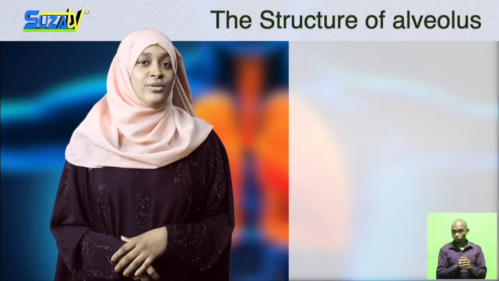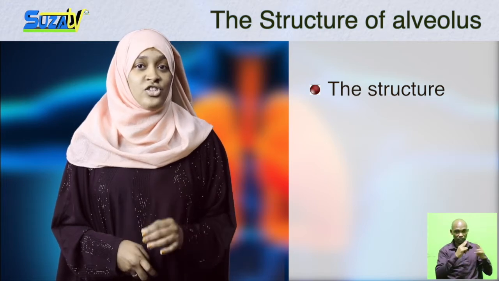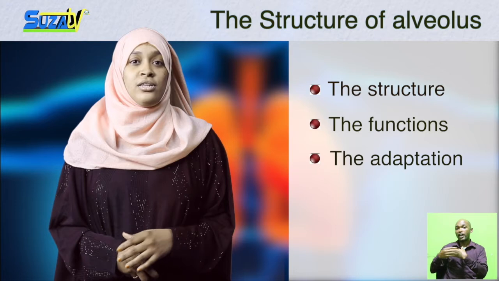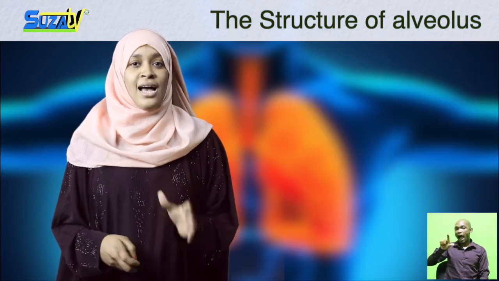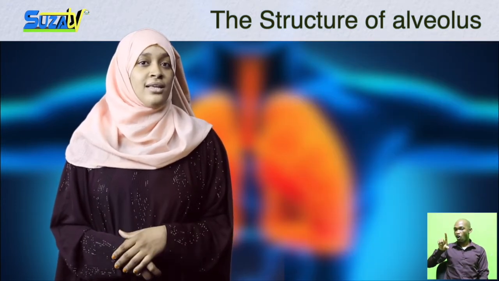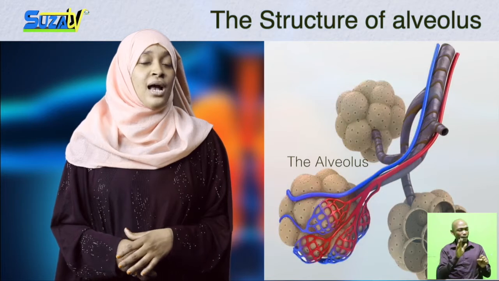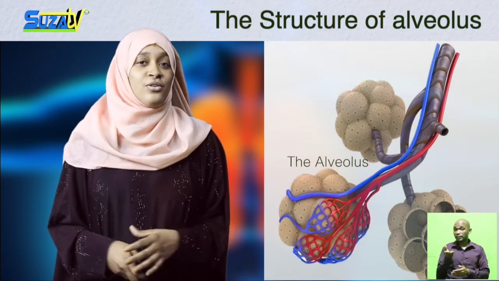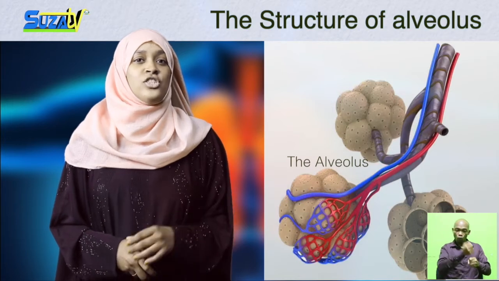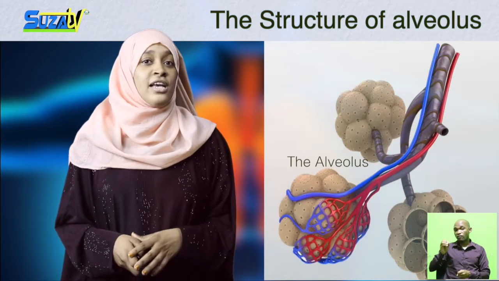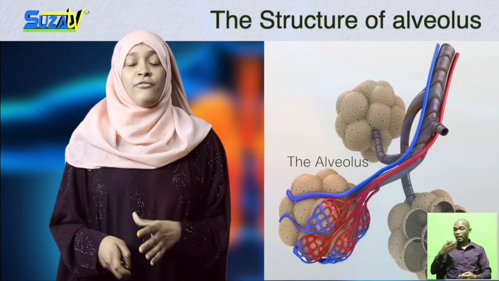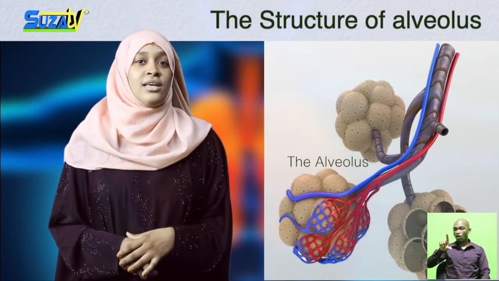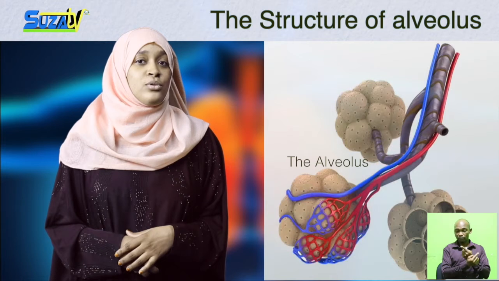So in our lesson today, we are going to discuss the structure, the function, and the adaptation of the alveoli to its function. The alveoli are very tiny in size, and many millions of them are packed together within the lungs. They somewhat resemble clusters of grapes. The basic function of the alveoli is exchange of gases. In order for the gas exchange to occur across the alveoli, it has many features that adapt to their function.